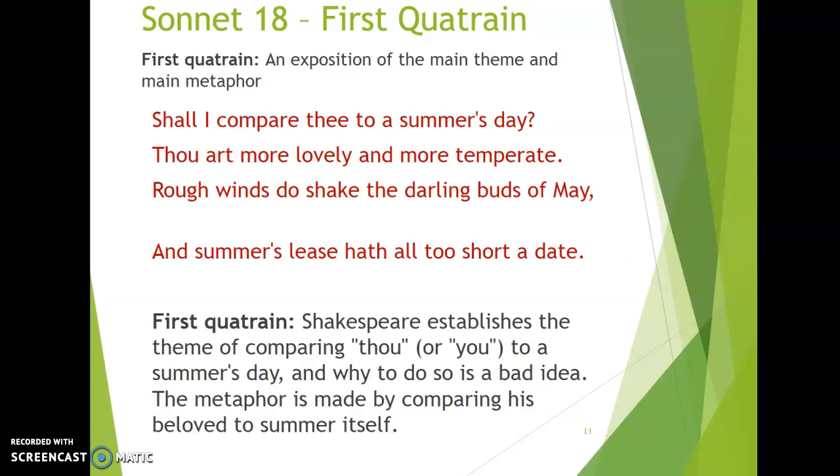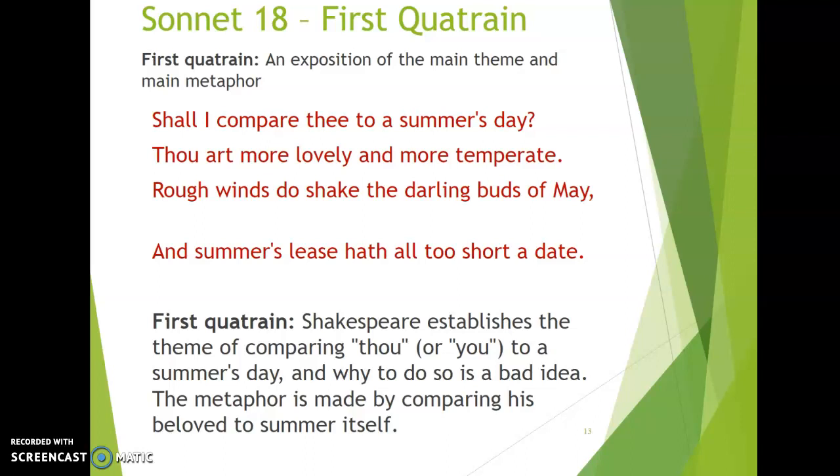So if we read these lines with the correct iambic pentameter, shall I compare thee to a summer's day? Thou art more lovely and more temperate. Rough winds do shake the darling buds of May, and summer's lease hath all too short a date. Okay, that follows the correct 10 syllables per line. And all that's basically saying is he's asking, shall I compare you to a summer day?